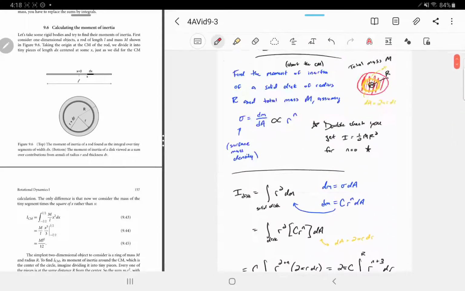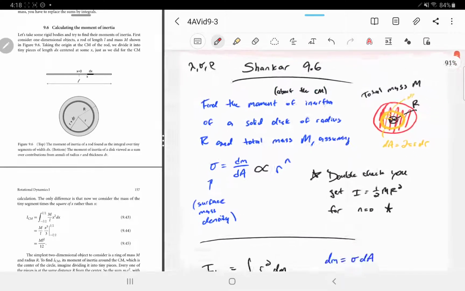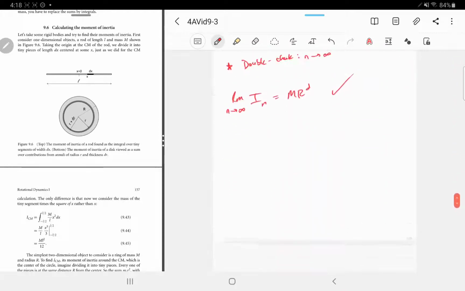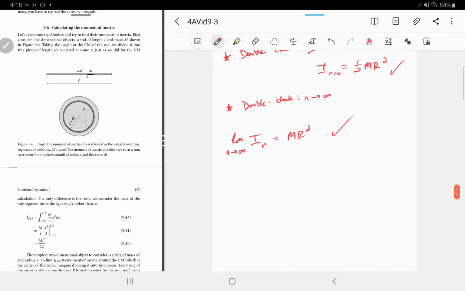So this is a really powerful tool, and you're going to do this more in electricity and magnetism. You're going to take charge distributions and split them up this way. So this isn't the last time you're going to see this thing. So we did a disk.